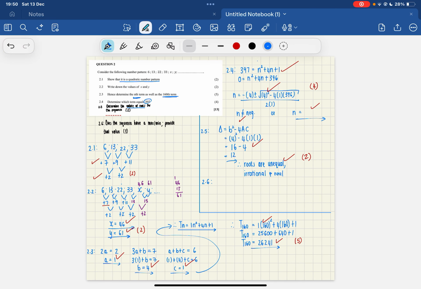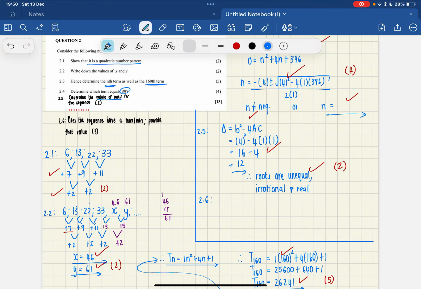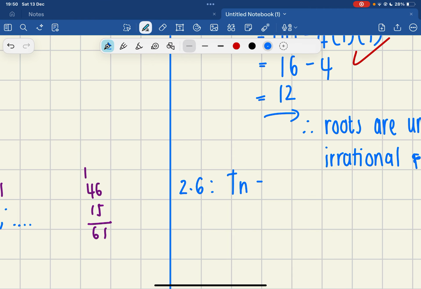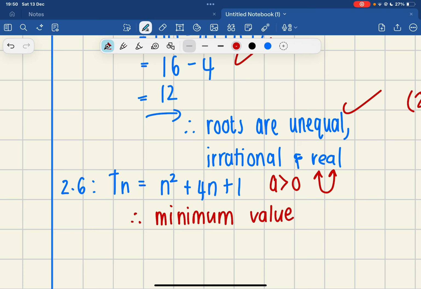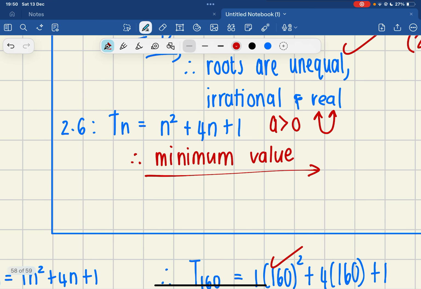Question 2.6 says, does the sequence have a maximum or a minimum value, and provide that value? So remember, boys and girls, our general formula is T of n is equal to n squared plus 4n plus 1. So this is our formula for the quadratic sequence. And we know that when a is positive, we are smiling. So therefore, we will be having a minimum value.